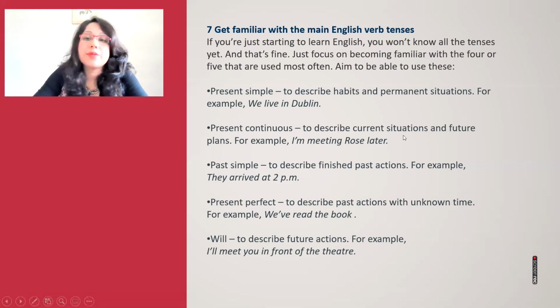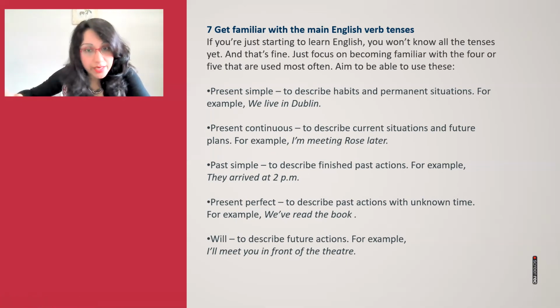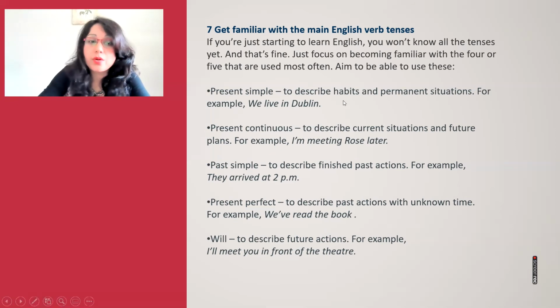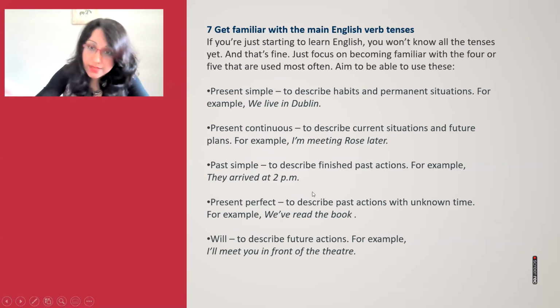Present continuous to describe current situations and your future plans. So, I am living in Dublin at the moment, or I am meeting Rose later. Then you have your past simple to describe finished past actions. So, they arrived at 2 p.m. Something that is gone in the past, you use your past simple.